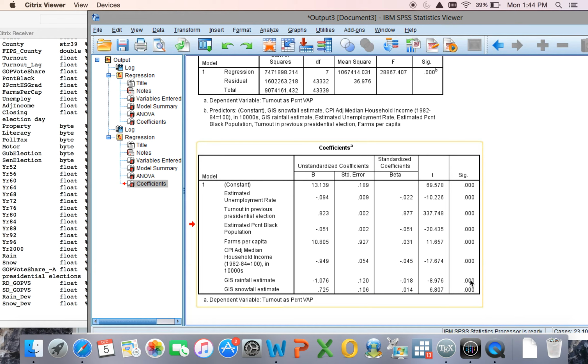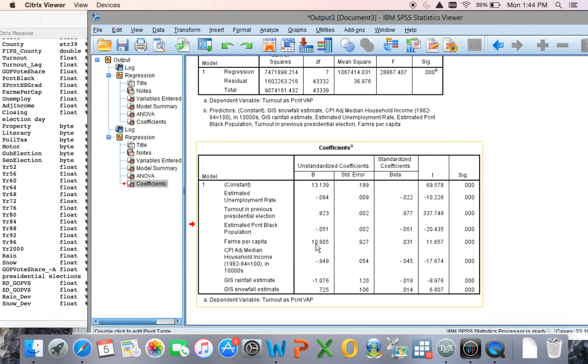so that's substantively pretty interesting. For some reason, it seems that snowfall increases turnout. On average, ceteris paribus, a 1 inch increase in snowfall leads to a 0.725% increase in turnout. That's something to be explained. Turnout in previous elections predicts turnout in the current election. Farms per capita, an additional farm per person in the county leads to a 10.805% increase in turnout.